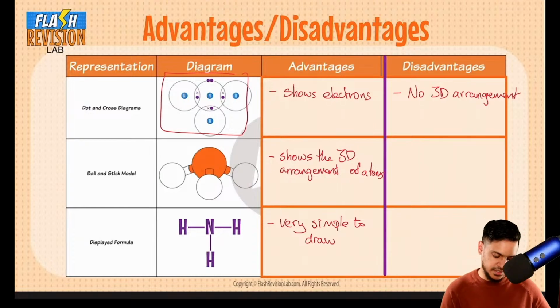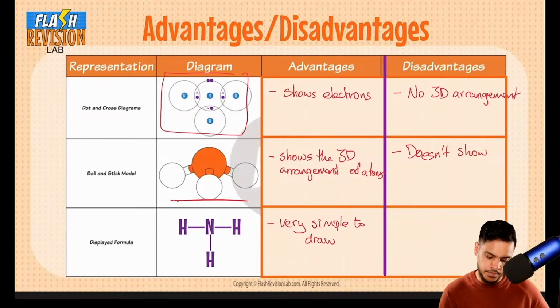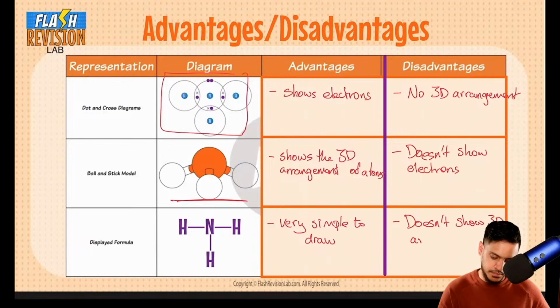That is not how it looks. This is how it looks, isn't it? The 3D model doesn't show electrons, so you don't know how many electrons are being shared for each bond. And the displayed formula, again, doesn't show the 3D arrangement.